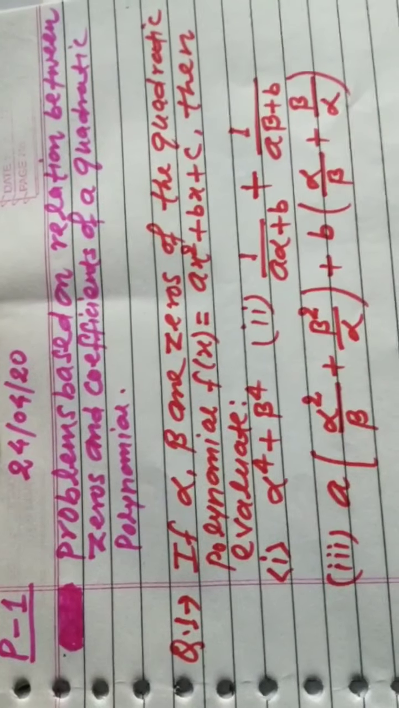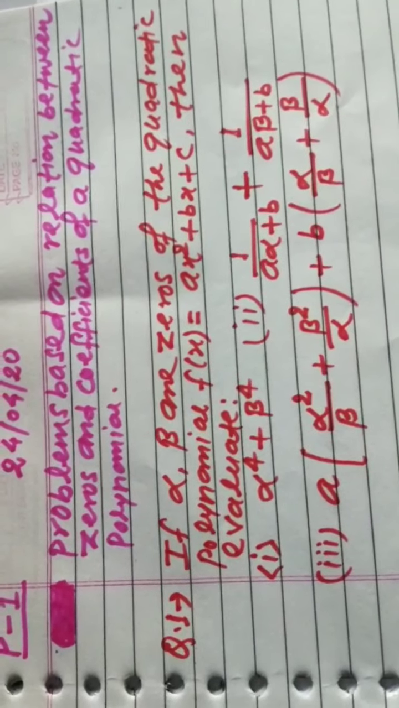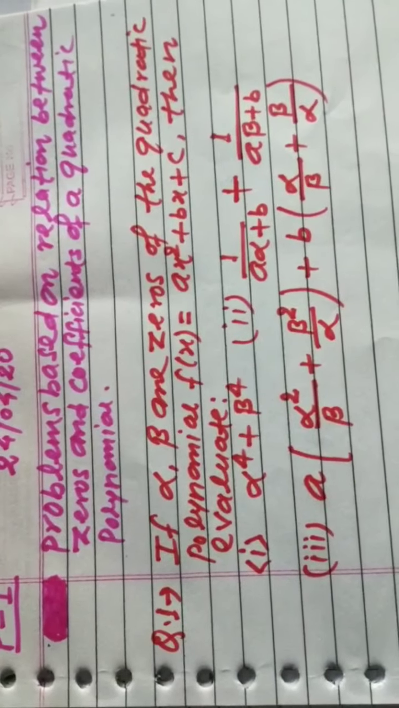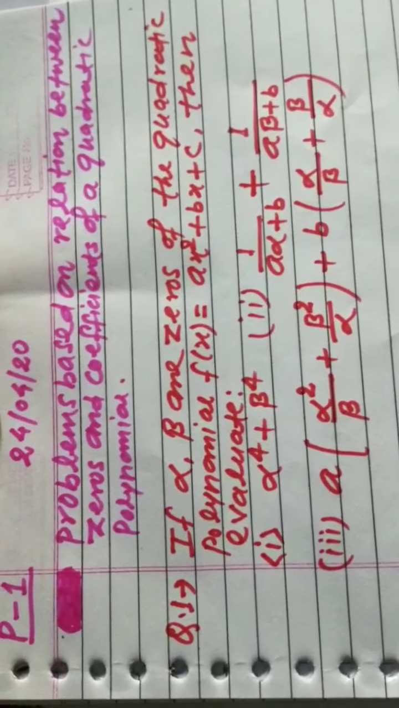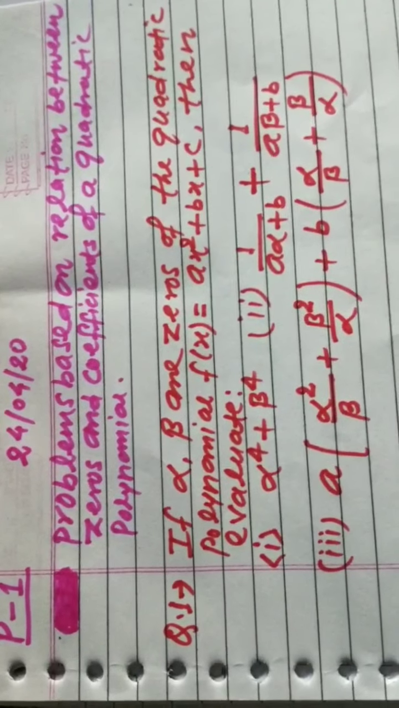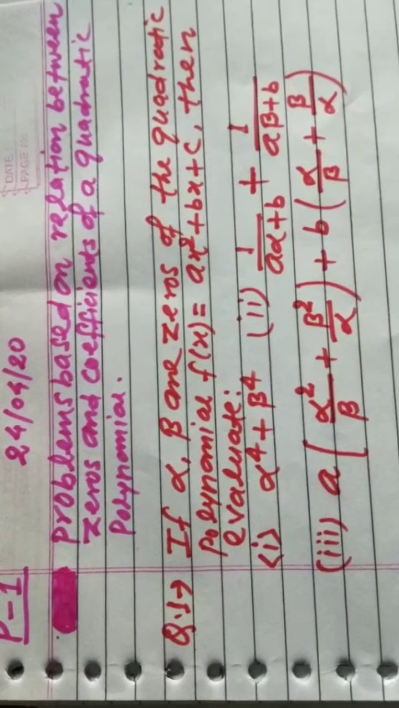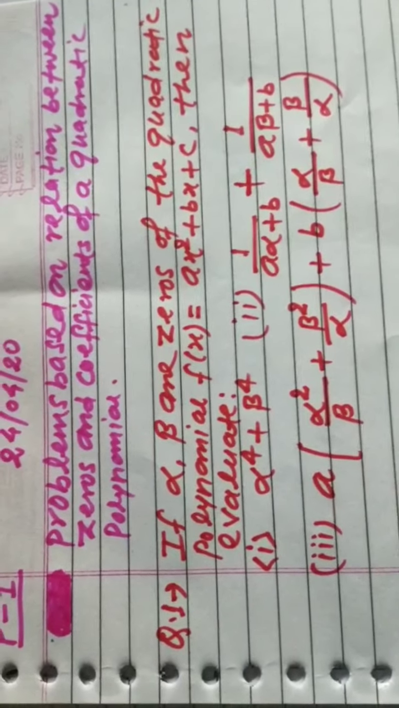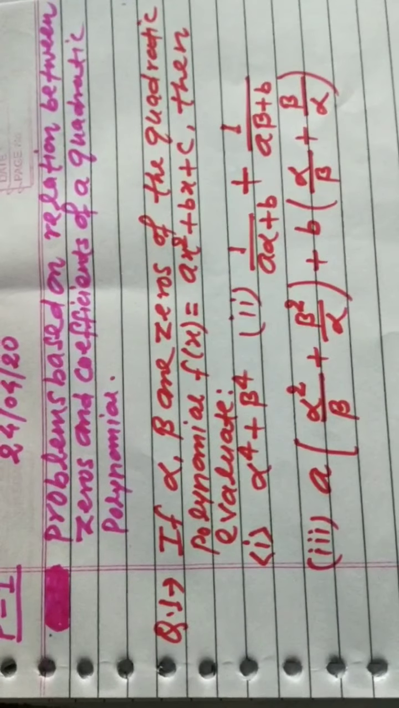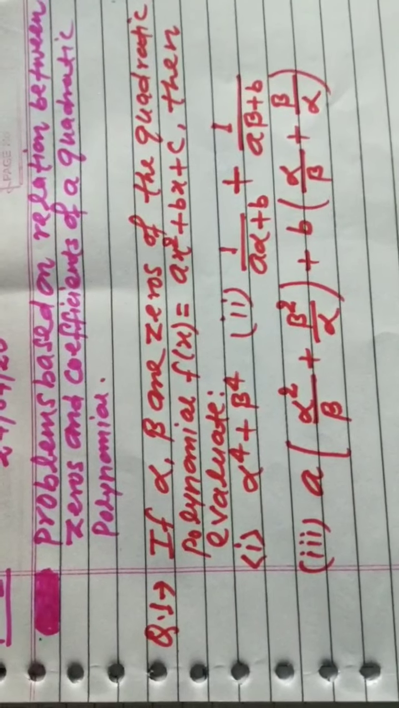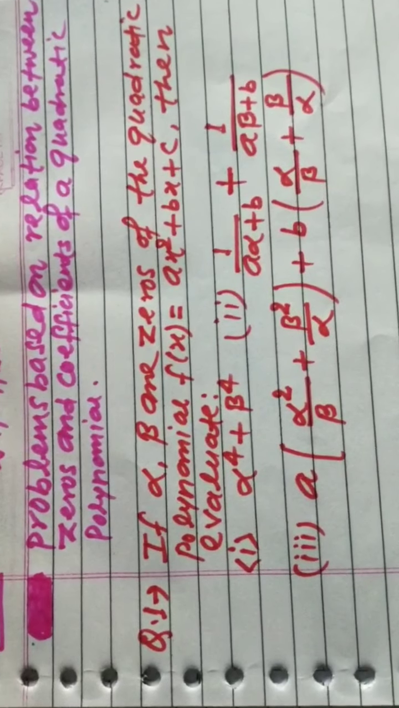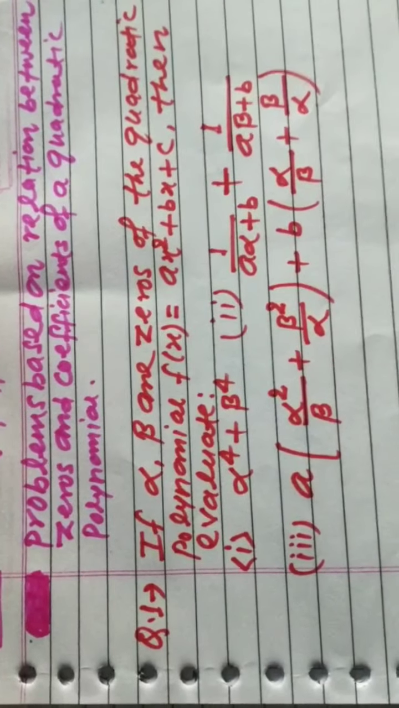Namaste bachchon, let us see some more problems based on a relation between zeros and coefficients of a quadratic polynomial. And today's first problem is, if alpha, beta are zeros of the quadratic polynomial f(x) is equal to ax square plus bx plus c, then we have to evaluate.